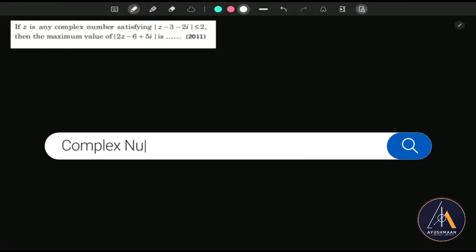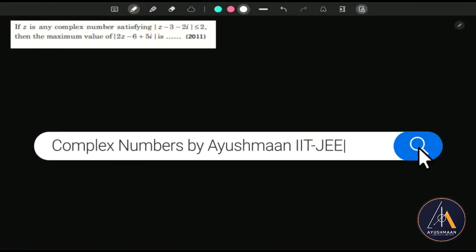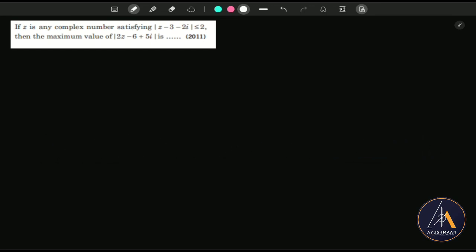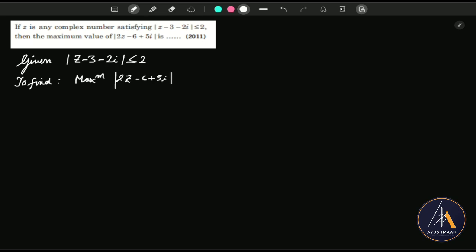So in this question it says, if z is any complex number satisfying modulus of z minus 3 minus 2i is less than or equal to 2, then the maximum value of modulus of 2z minus 6 plus 5i is. We are given that modulus of z minus 3 minus 2i is less than or equal to 2. We need to find the maximum value of modulus of 2z minus 6 plus 5i.